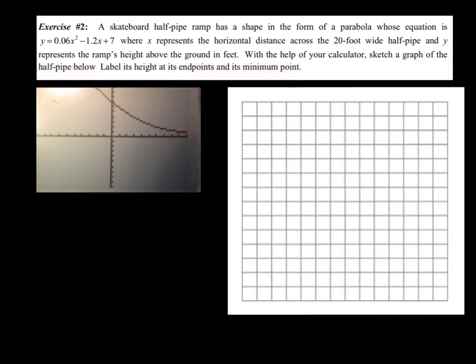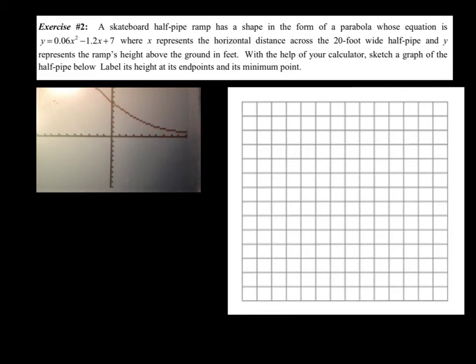With the help of your calculator, sketch the graph of this half pipe below, and label its height at its endpoints and its minimum point. Alright, so I went to y equals, and probably as I was reading this you were already there, and you just typed in 0.06x squared minus 1.2x plus 7. As a rule of thumb, I always go to zoom and hit 6 for standard. The problem is I was staring at this picture and I'm only seeing about half of the half pipe. So I want to extend it a little bit.